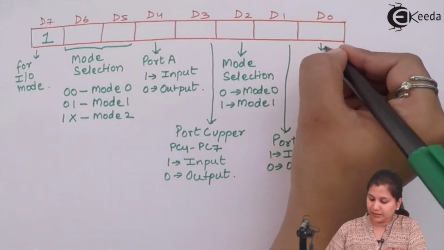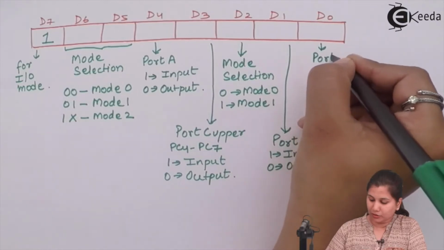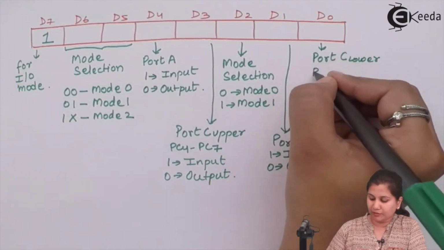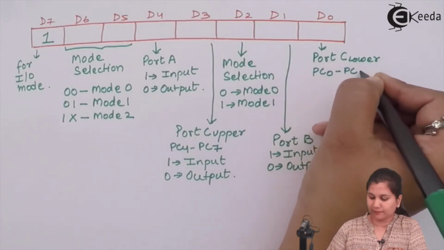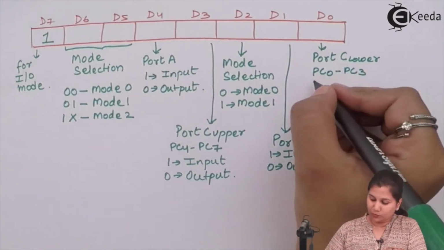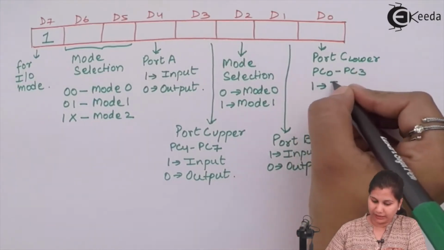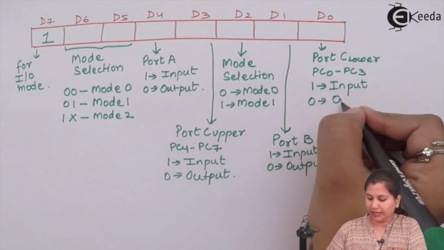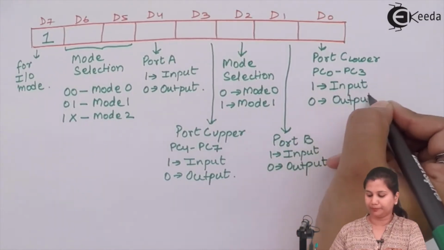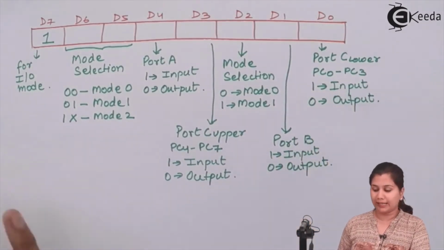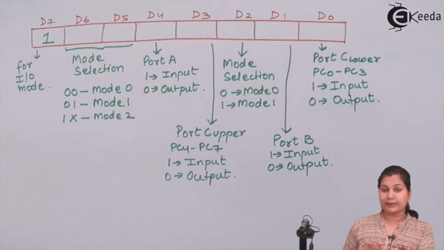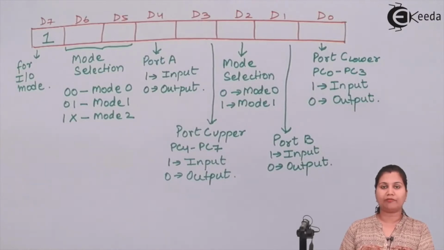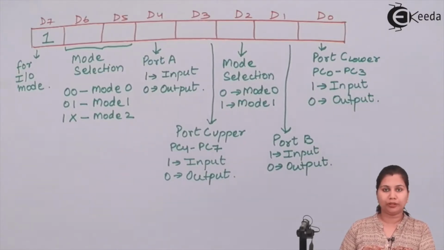D0, this bit is for port C lower. That means for PC0 to PC3. If this bit is 1, then port C lower will act as an input port, and if this bit is 0, then it will act as an output port. So you can see that in this control word, it has been decided which of the ports is acting as an input port and which port is acting as an output port.